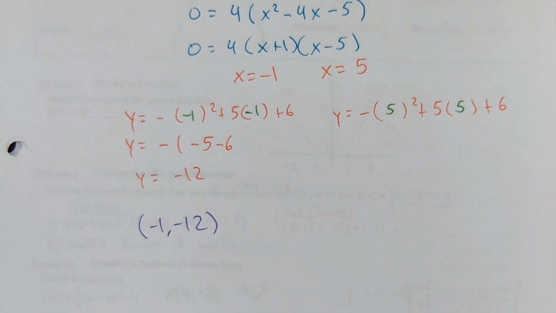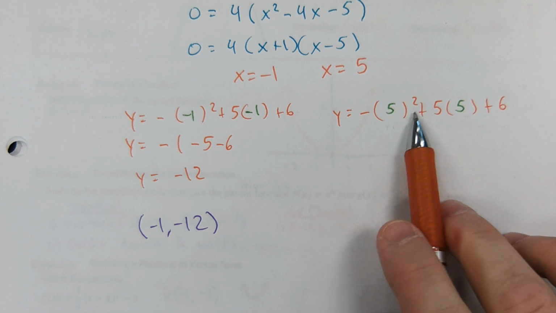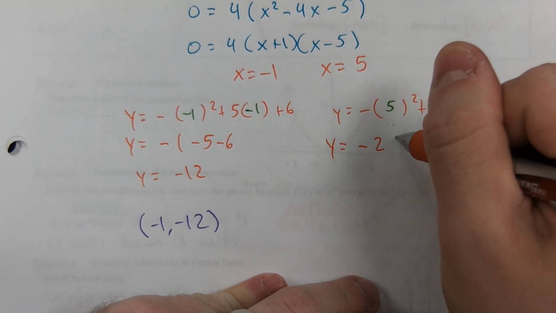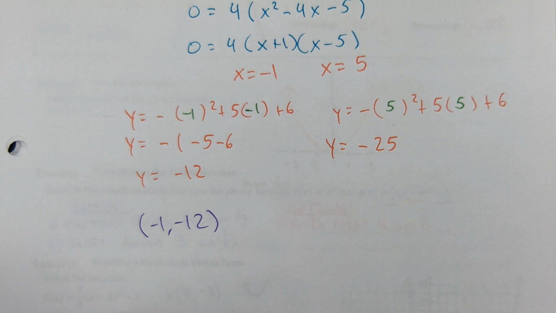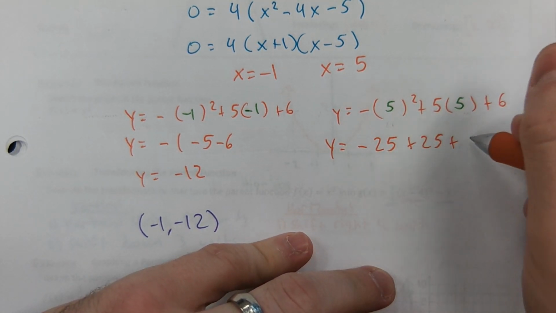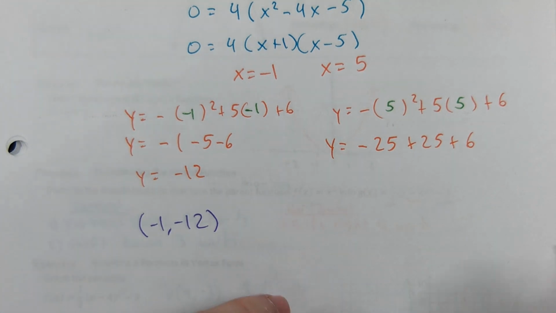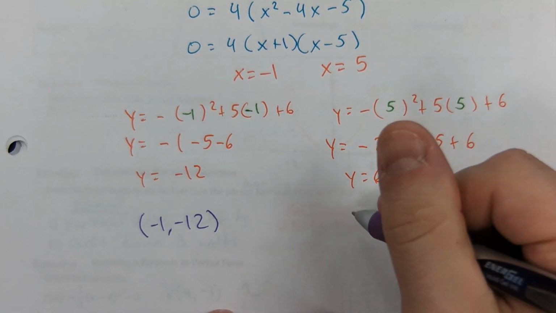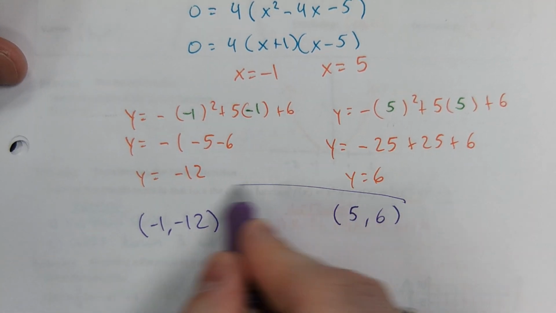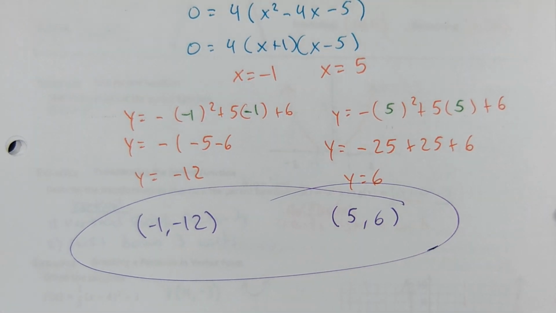There's one of our solutions. Exponents first, please. Exponents first. PEMDAS. The negative 25 and the positive 25 cancel, leaving us y equals 6. So our other solution is at the coordinate 5, 6. And we have the two places where those U-shaped graphs cross each other.